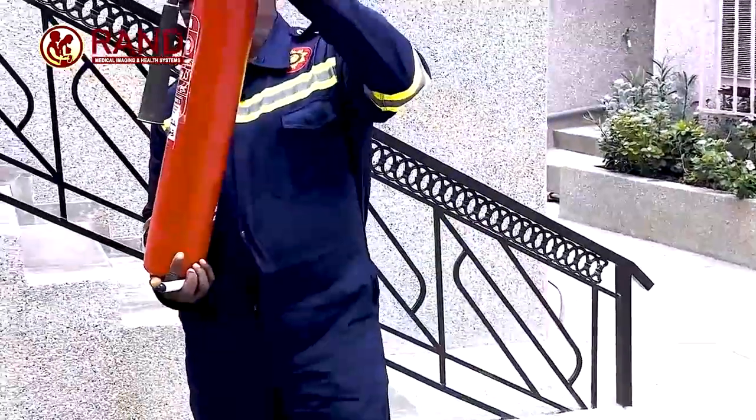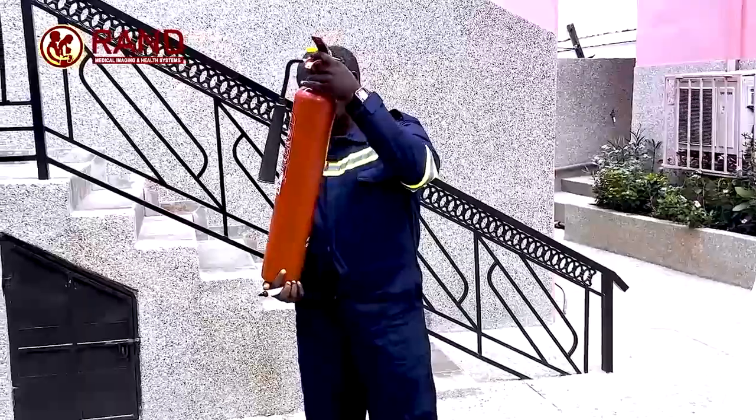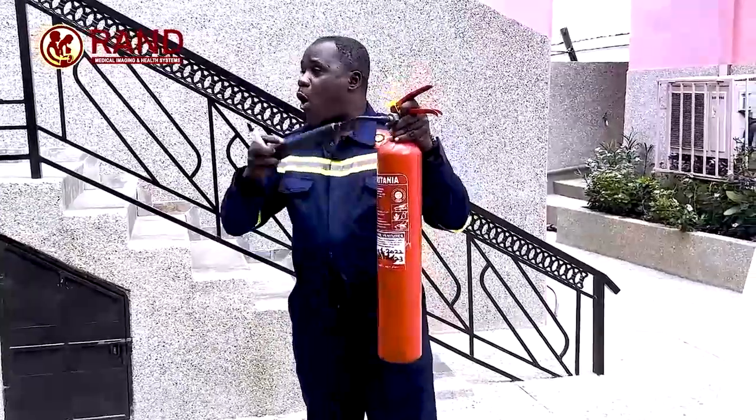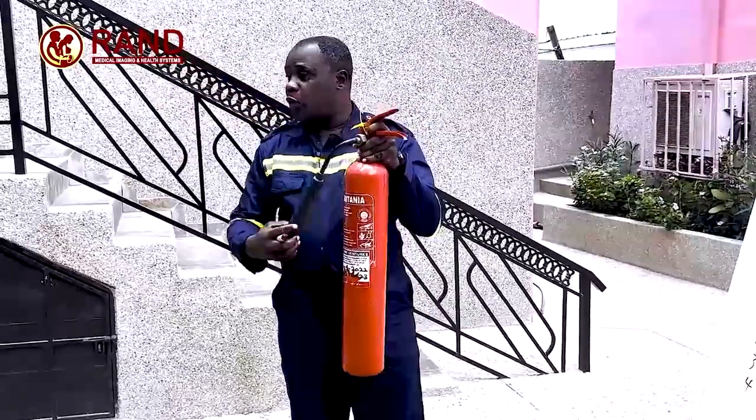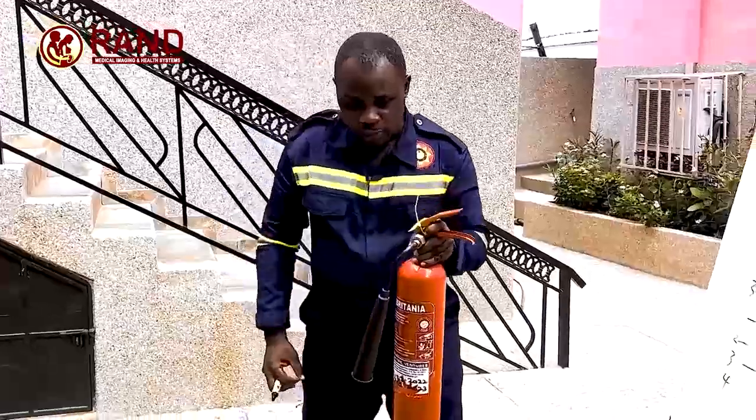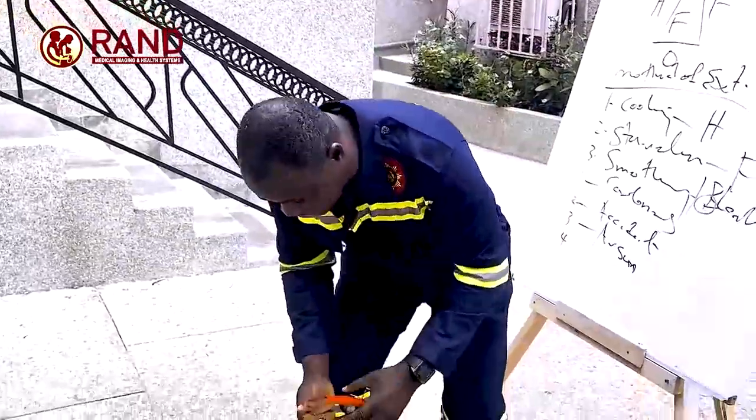Now we have the CO2, carbon dioxide extinguisher. This one is good. The only difference, you see the horn. So anytime you see the horn, it means it will blow a loud noise. So the horn is here. Okay. And we also have the same handle.